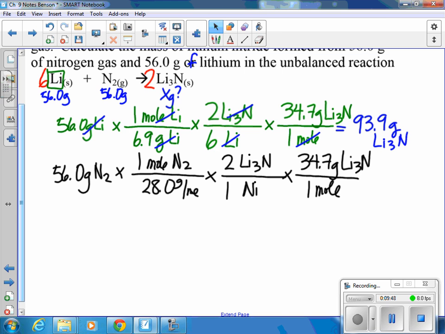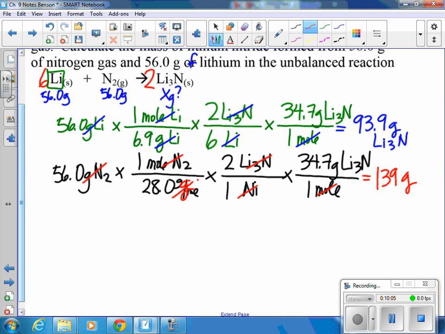Okay, so then I'm going to check my units again, grams of nitrogen, oh, I put grams per mole, sorry, grams of nitrogen, and then moles of nitrogen, lithium nitride moles of that, and I have grams of the same substance. So when I multiply that all out, I get 139 grams of lithium nitride.